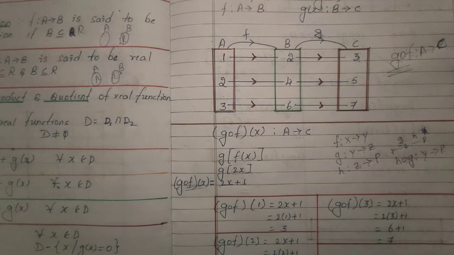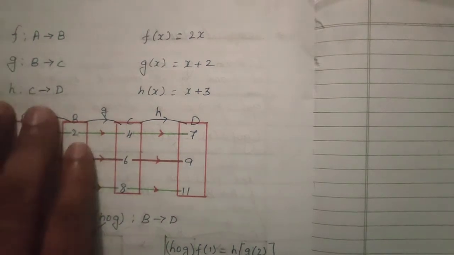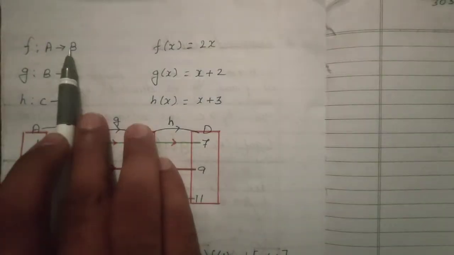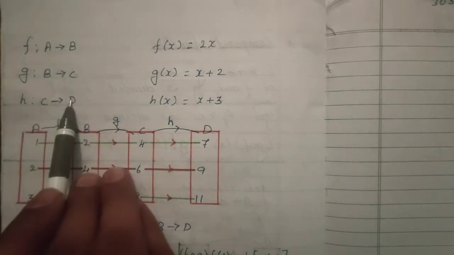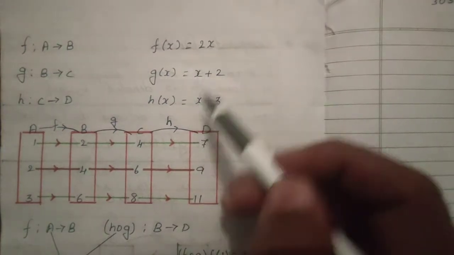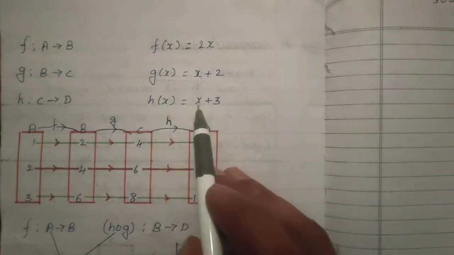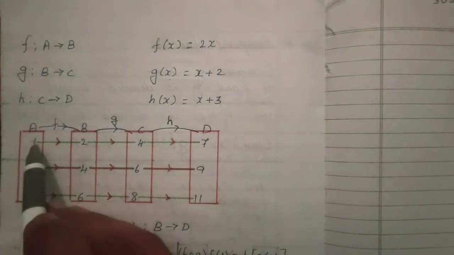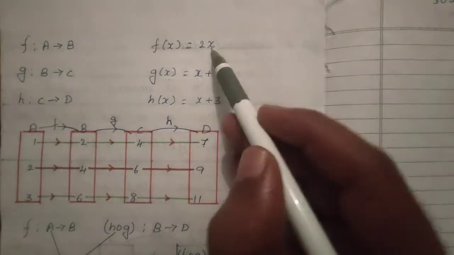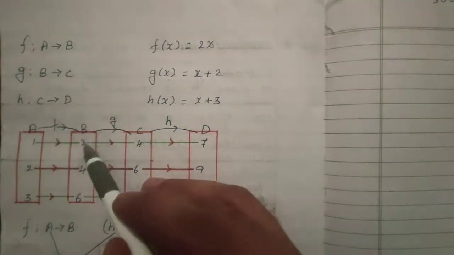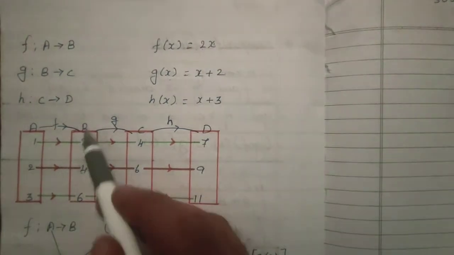Okay. Next, here f is a function from A to B, g is B to C, h is C to D. I have taken some real functions. F of x is 2x, g of x is x plus 2, h of x is x plus 3. F is from A to B. I am taking 3 inputs, 1, 2, 3. I will substitute here. If I take 1, 1 two is 2. If I take 2, 2 twos are 4. If I take 3, 3 twos are 6. These are the outputs.